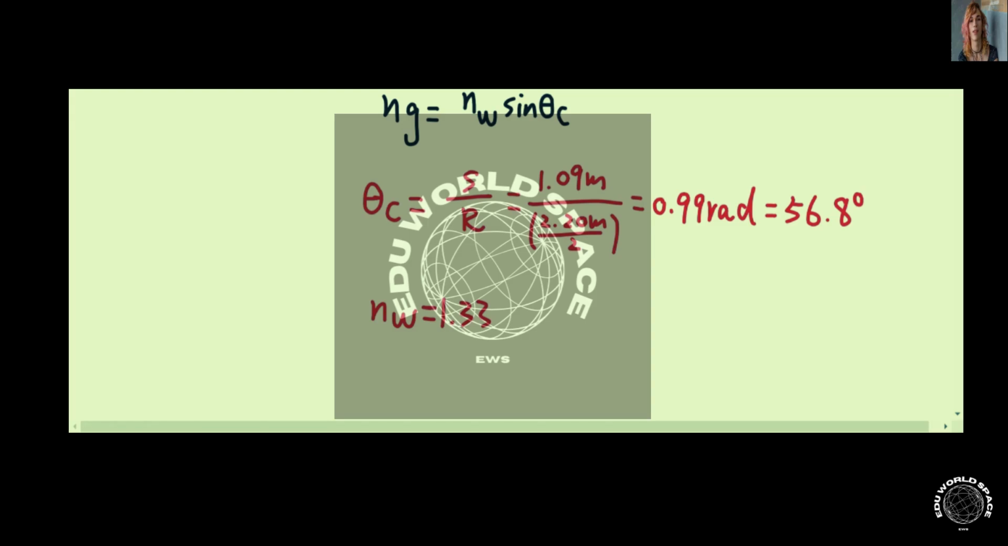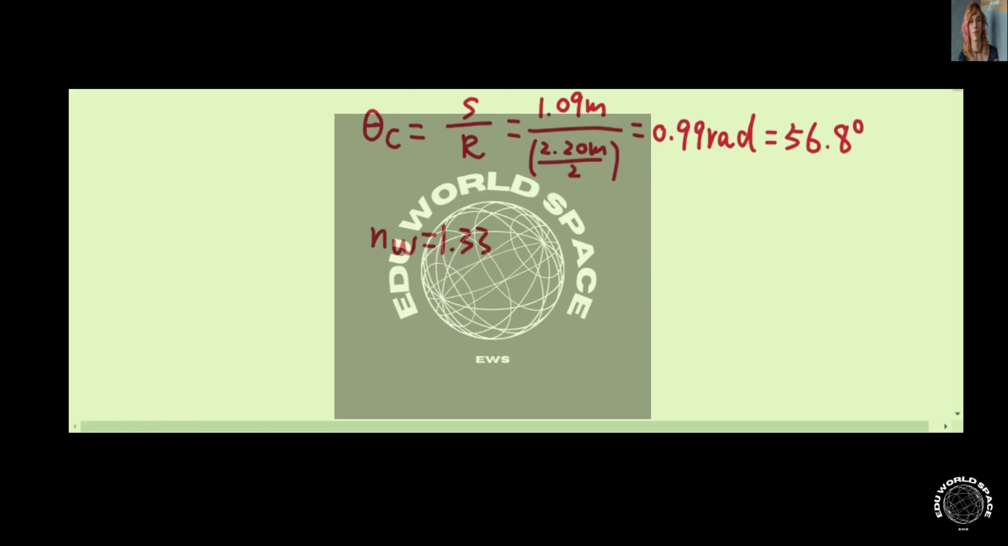So therefore, we can determine the index of refraction of the gas, which is Ng, is equal to 1.33 times sine 56.8 degrees, which is equal to 1.11.